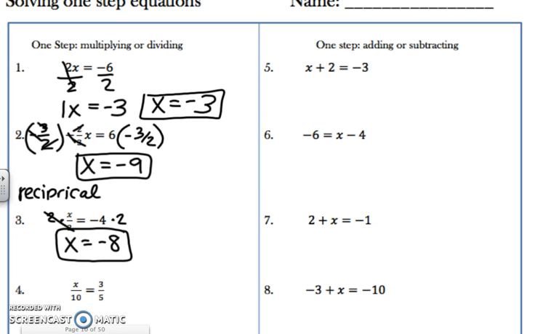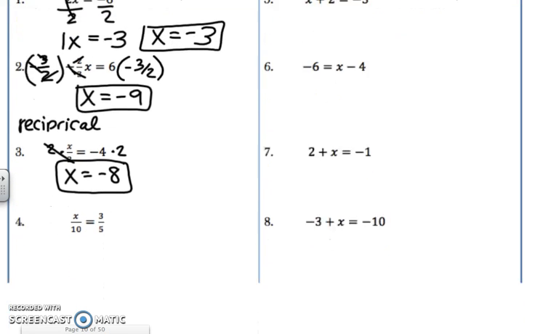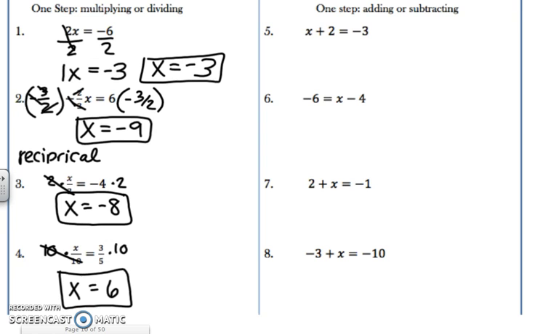Okay? Last one on multiplying and dividing. I have x divided by 10, so the opposite of dividing by 10 would be multiplying by 10. So let me multiply by 10 on the left side, multiply by 10 on the right side. My 10's will cancel out, leaving me with x equals. In your calculator, you would type 3 divided by 5 and then times 10. So in this case, our answer would be 6. All right. So those are examples on multiplying and dividing.